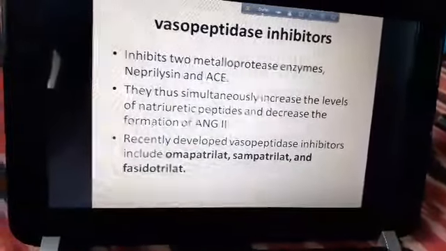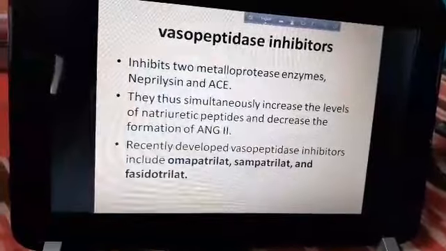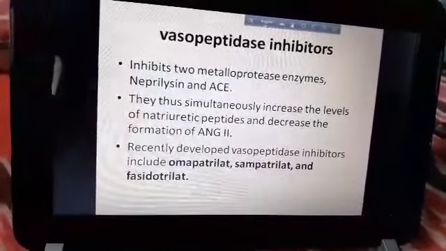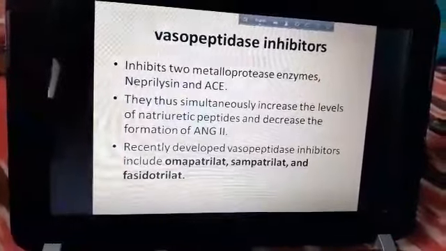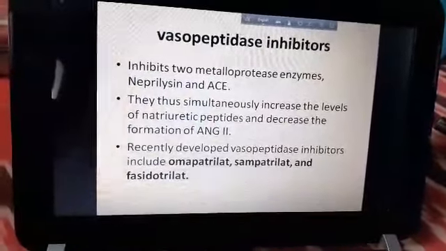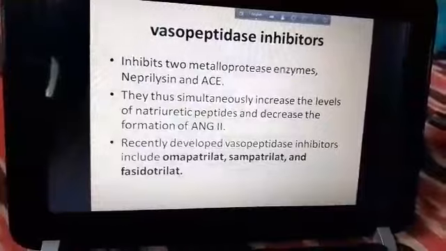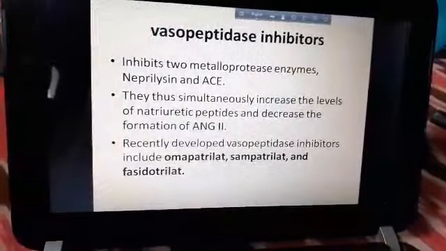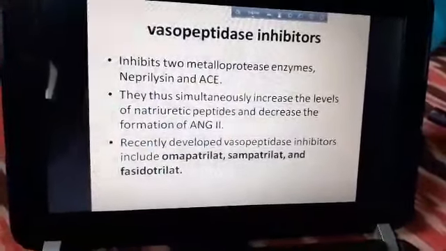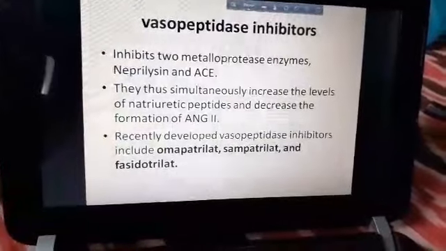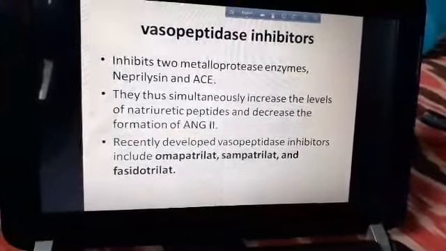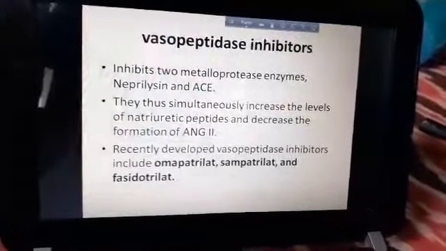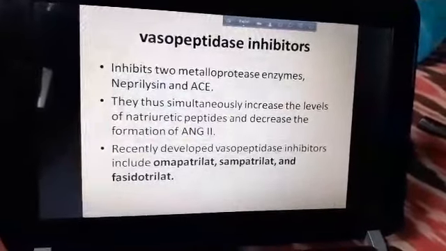angiotensin converting enzyme inhibits the metabolism of the BNP. That's why an ACE inhibitor can help, but if we also give a neprilysin inhibitor, then that will cause a further increase in the BNP effect, and that will promote salt and water excretion, and will promote vasodilation to improve the peripheral perfusion. Thus, they simultaneously increase the levels of natriuretic peptides and decrease the formation of angiotensin 2.